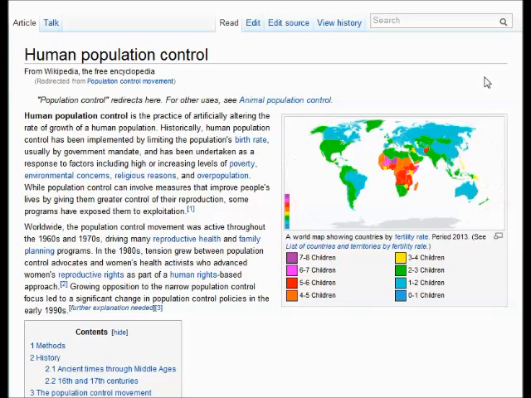It used to be human population control movement, and you'll see here it says redirected from population control movement. They don't have that as a main category anymore. They talk about it in Wikipedia, and somebody has changed the different methods. The human population control, historically, going back to the 60s, was a movement. It still is a movement.